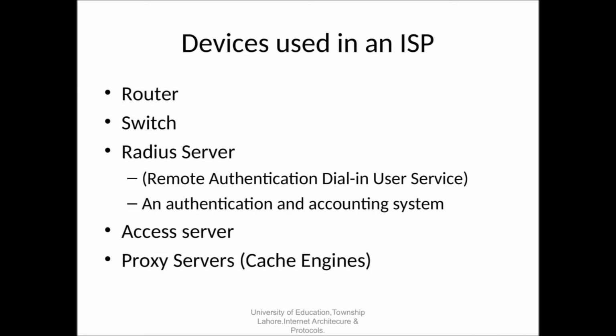Access server, we have also discussed, and the last one is the proxy server. In our previous slides in this lecture we discussed proxy servers or cache engines. So these are the devices which are deployed on the ISP side: router, switch, different servers, and the combination of these devices and a backbone network is used to provide services to its users.